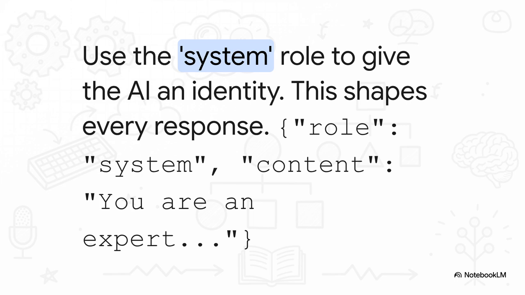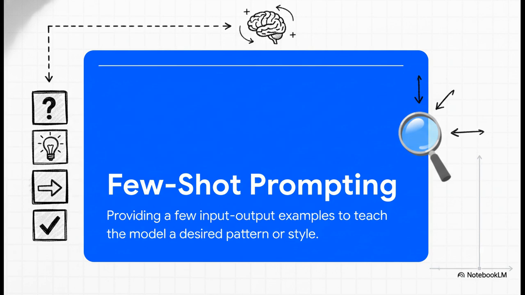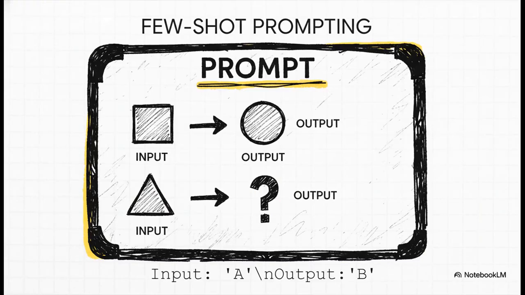Next up in our toolkit is few-shot prompting. The easiest way to think about this is like doing some quick on-the-fly training. You stop telling the AI what you want and you start showing it by giving it a couple of perfect examples to follow. And here's what that looks like in practice.